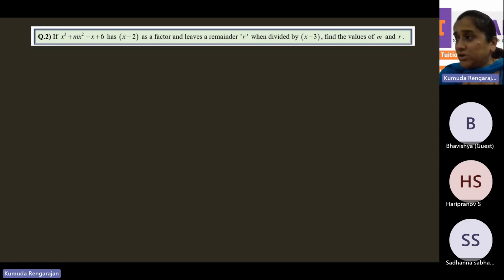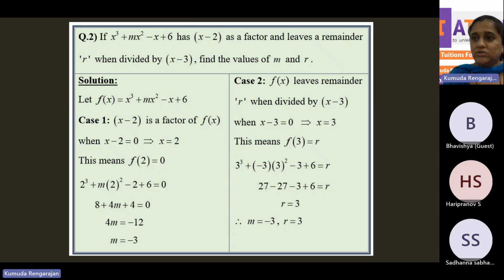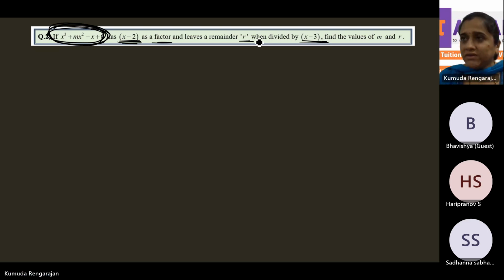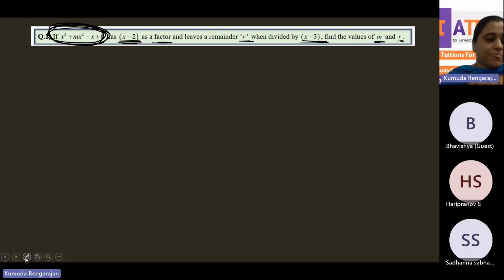See, it's important to understand the question. That's why I'm reading it. Otherwise, I have the answer here, I could just show this and say write it down. It's very important to understand the situation, so I'm reading it again for you. This is the dividend polynomial. If this dividend polynomial has x minus 2 as a factor, that means when you divide this polynomial by x minus 2, the remainder is 0. That is one piece of information. Then if you divide the same polynomial by x minus 3, the remainder is r. So you're given two things. Using these two things, find the values of m and r.